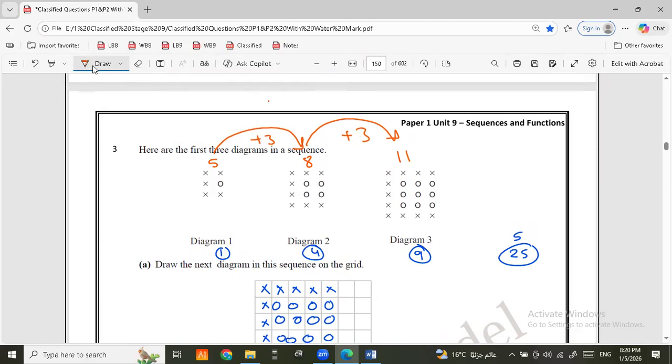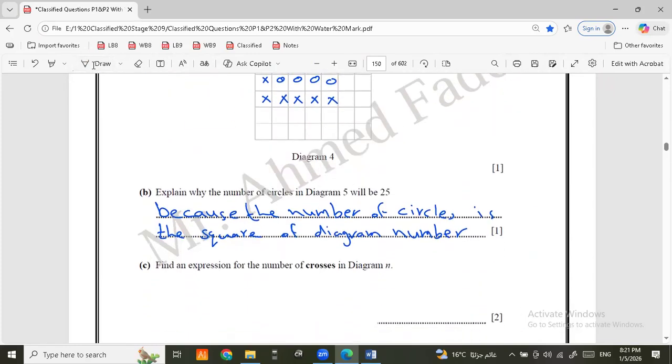For the number of crosses, it is definitely a linear sequence. So it is 3n. And what is term 0? Term 0 is going to be just a 2. So it is 3n plus 2. If you try it, you wanted the number of crosses in the first diagram. 3 times 1 is 3 plus 2 is 5. The second diagram, 3 times 2 is 6 plus 2 is 8. The third diagram, 3 times 3 is 9 plus 2 is 11, and so on. So it is a linear sequence. So 3n plus 2.